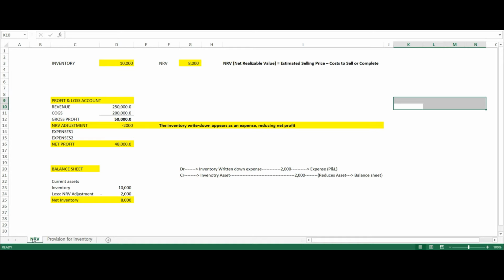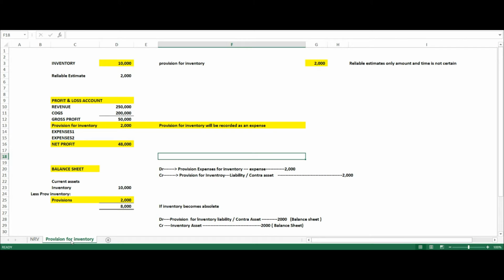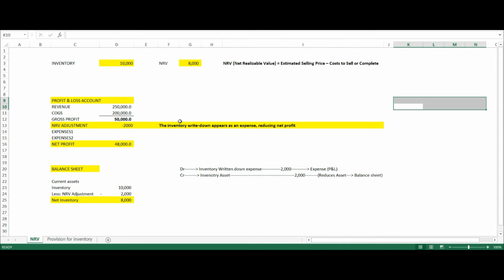In this video I'm going to tell you how to record inventory on net realizable value. Also, we are going to discuss how to create provision for inventories for slow moving items, damaged goods or obsolete goods, and how to deal with provision for inventory as well with the help of an example. So let's begin with the net realizable value.